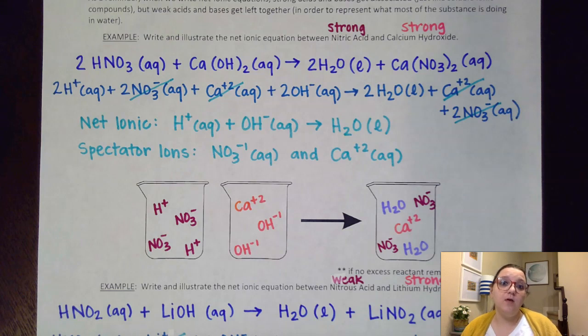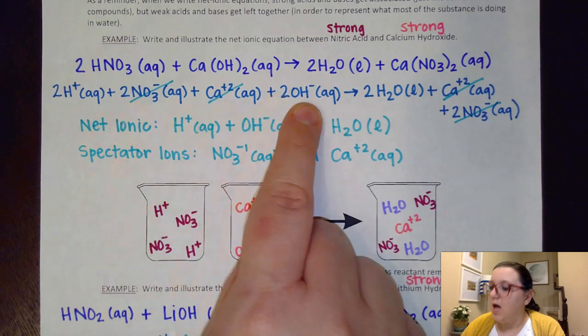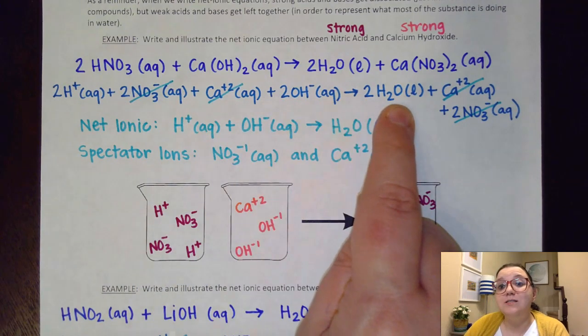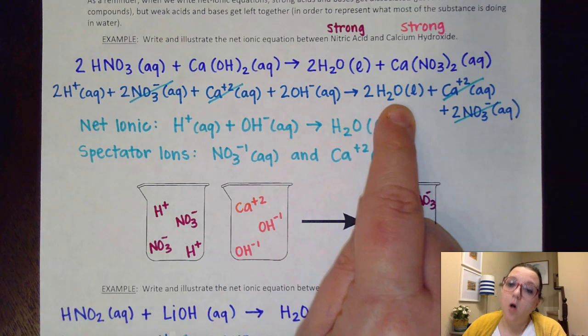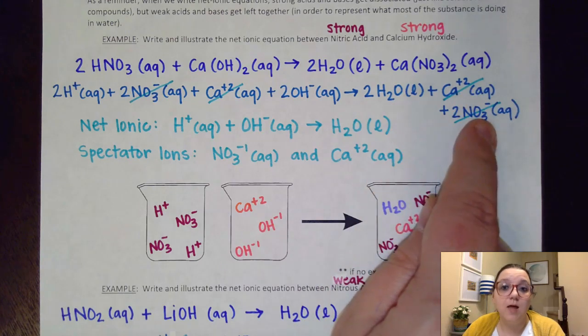I took everything that was AQ and split it up into ions, as long as it was strong or ionic. Remember, if it's a weak acid or base, even though it's AQ, it would stay together. However, here, since we said both things were strong, I didn't have that problem. So everything that was AQ got split up into their ions. However, I did leave the water together because remember, I always leave together pure liquids or solids, okay? Our last compound here was aqueous as well, so that got split up.